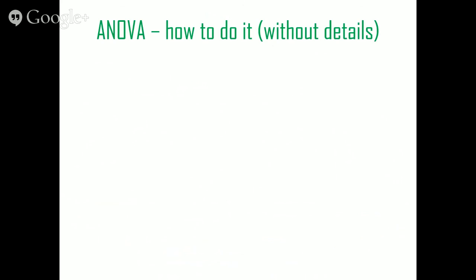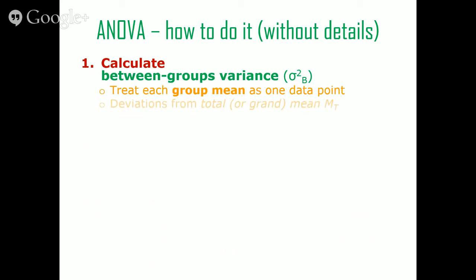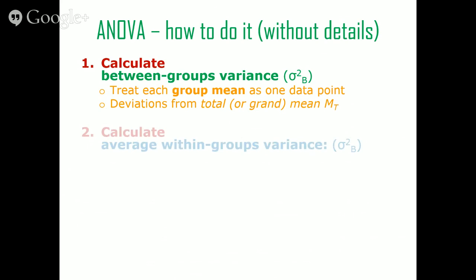So last slide in this little sub-lecture, how to do an ANOVA without any details. You calculate the between groups variance. We could call that sigma squared b. Textbooks have different ways to refer to that. You calculate the variance between the groups, in other words, the variance among the means. And you do that by treating each group mean as a single data point, and you look at the deviations from the total mean, and you look at the average squared deviation. So you just do a variance, but each group mean is one data point. What's the variance among the data points?